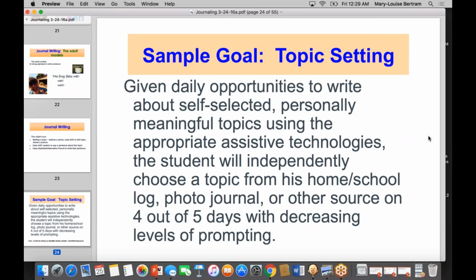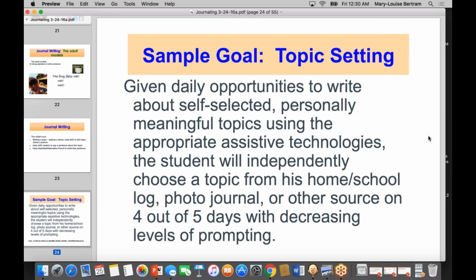Carolyn, do you just want to talk about this goal? Sure. There are a lot of really lovely goals that the Center for Literacy and Disability Studies has developed, and you can go download those if you're interested in getting some great goals. And this is one for topic setting. Given daily opportunities to write about self-selected, personally meaningful topics using the appropriate assistive technologies, the student will independently choose a topic from his home, school, log, photo journal, or other source on 4 or 5 days with decreasing levels of prompting. So it's exactly what Mary-Louise was just talking about, that we're going to give them lots of options.